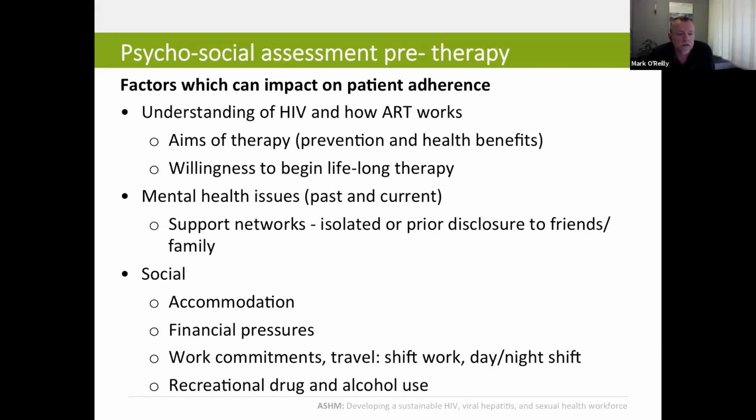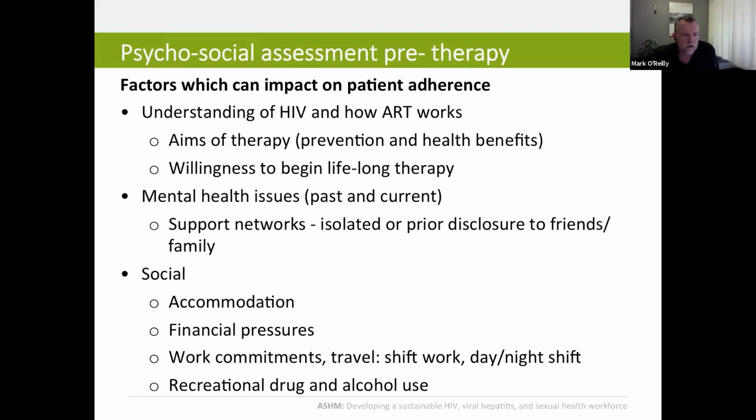We need to assess an individual's willingness to make that commitment to therapy, given it's lifelong therapy. We need to explore an individual's mental health, both past and current mental health issues. Depression and anxiety may have a significant impact on ability to adhere to antiretroviral regimens, as can drug and alcohol use. We also need to look at the individual's support networks and remember that many people may choose not to disclose their HIV positive diagnosis to family or friends.